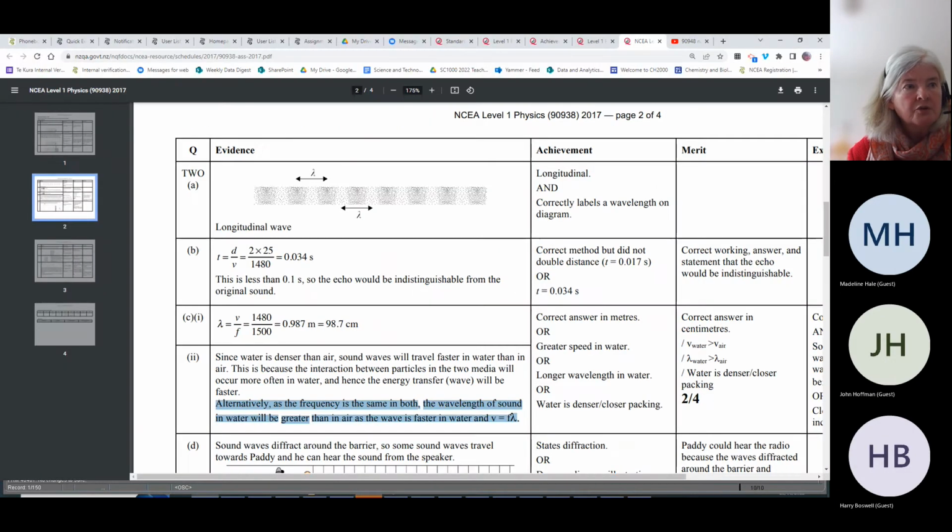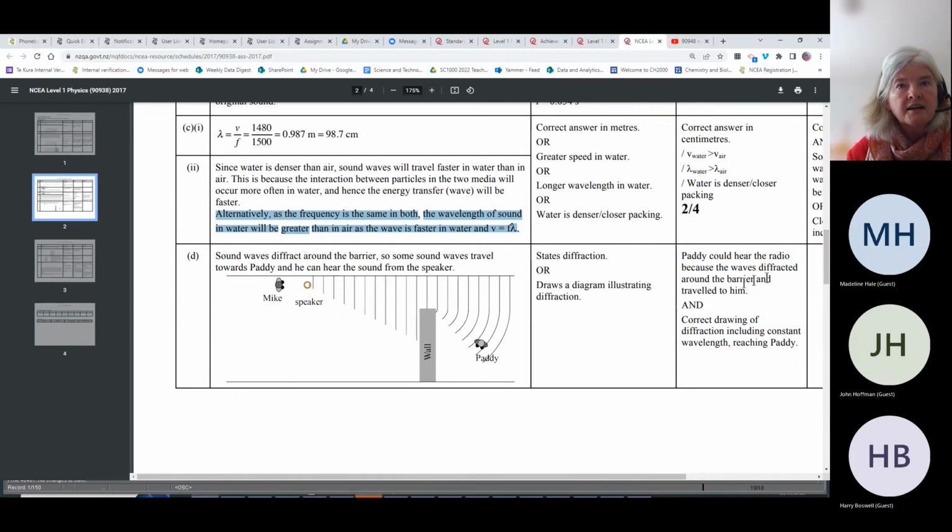So I can flick through to this and notice that they say here, for merit, you've got to have the constant wavelength. So if you just draw it roughly, you're not going to get more than achieved. And if you said diffraction and you drew the diagram, you're still not going to get more than achieved if you've got funny things over here. Right.